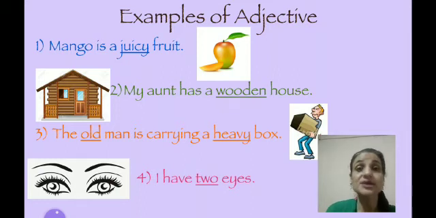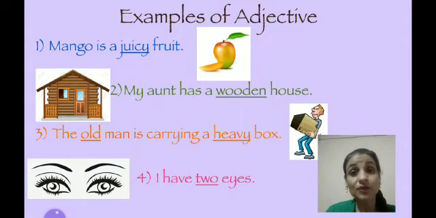My aunt has a wooden house. So, here wooden is the word which is describing house. So, wooden is an adjective. The old man is carrying a heavy box. Children, in this sentence there are two adjectives. One, the old, which is the describing word of man. And what kind of box is it? Heavy. So, the adjectives are old and heavy. And the next example is, I have two eyes. So, two is depicting the number of eyes. So, two is also an adjective.